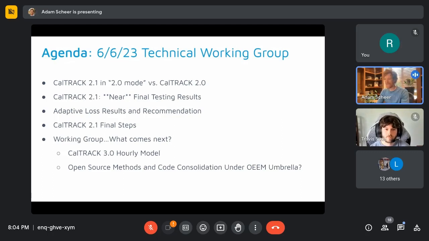And I'll just give a little teaser. If I was a betting man, I would bet that the majority of instances that CalTrack 2.1 is run, it will actually be run in 2.0 mode. And we'll talk about why we think that is. Then we have some near final testing results on CalTrack 2.1 that we can go over. I don't think folks will be surprised by anything we show there, but we do want to continue to dive into other kinds of use cases.